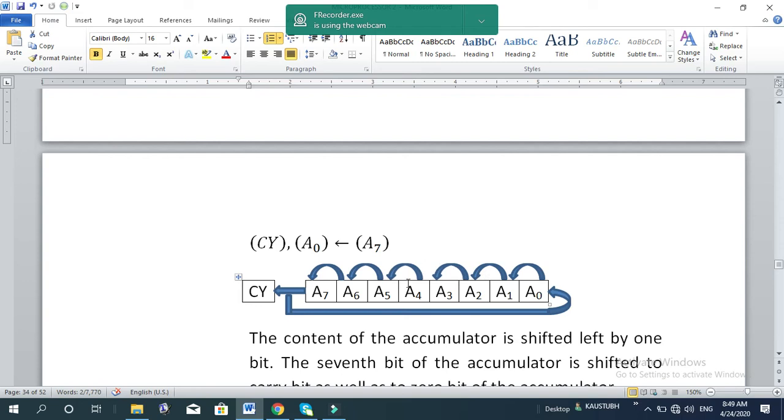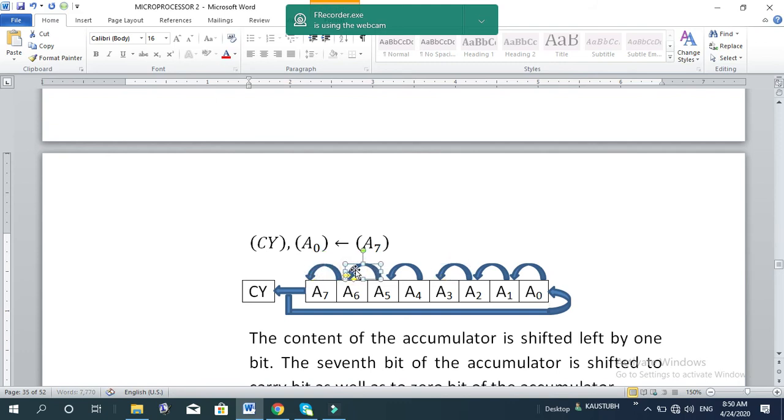Pictorially or logically it is denoted as A(N+1) coming from AN. That is, the content of AN is shifted to A(N+1). Suppose N is 0, A0 goes to A1, A1 goes to A2, A2 goes to A3, A3 goes to A4, like that. And A7, the last MSB, goes to A0 as well as to the carry flag.